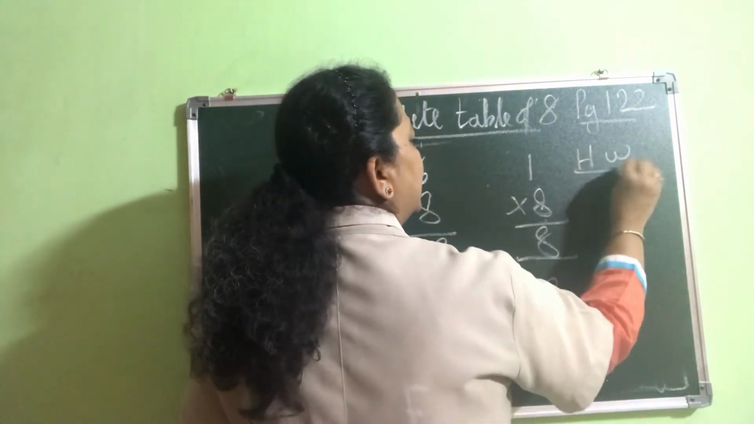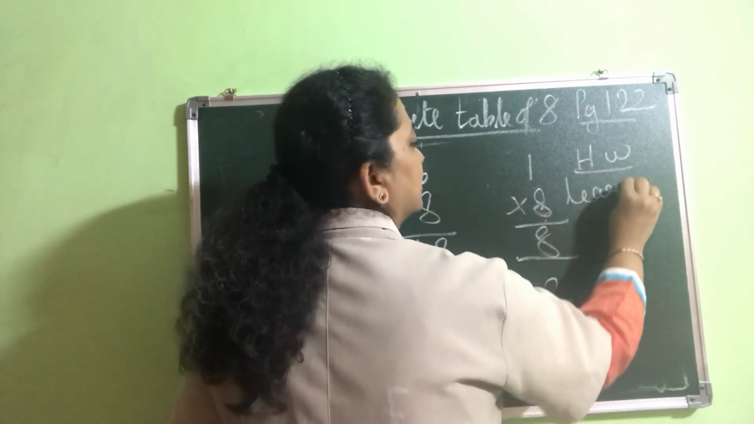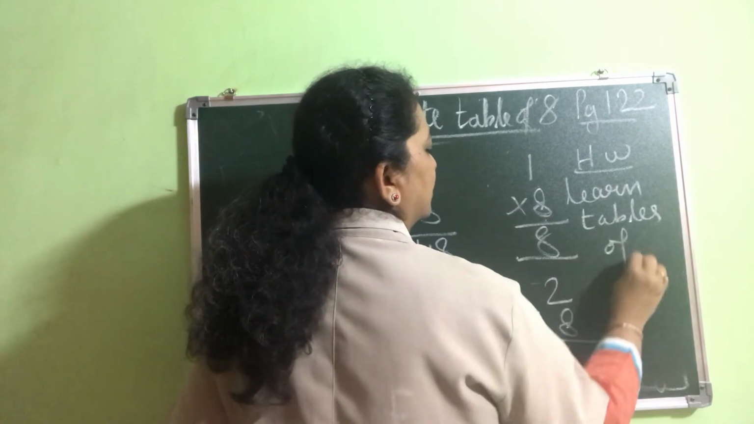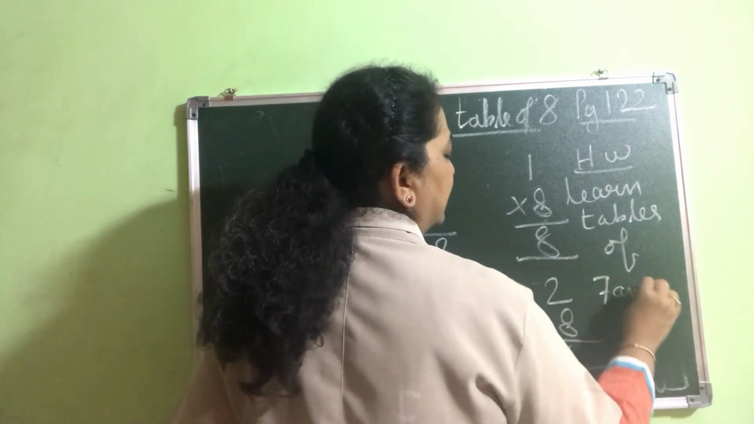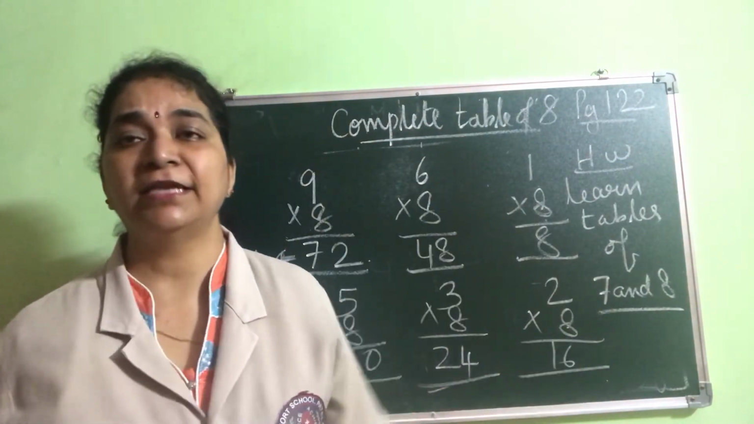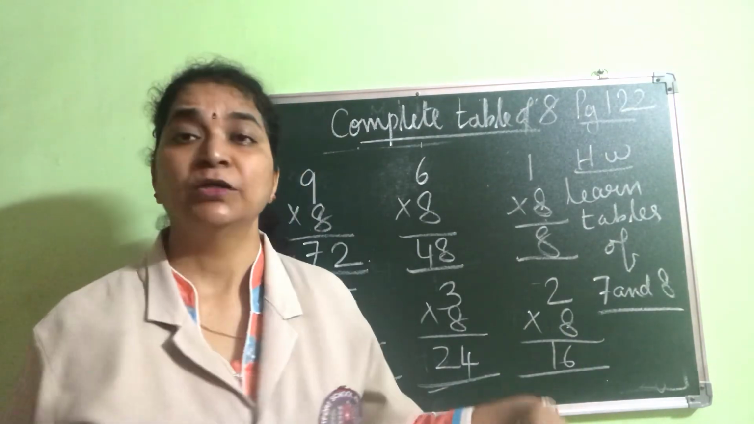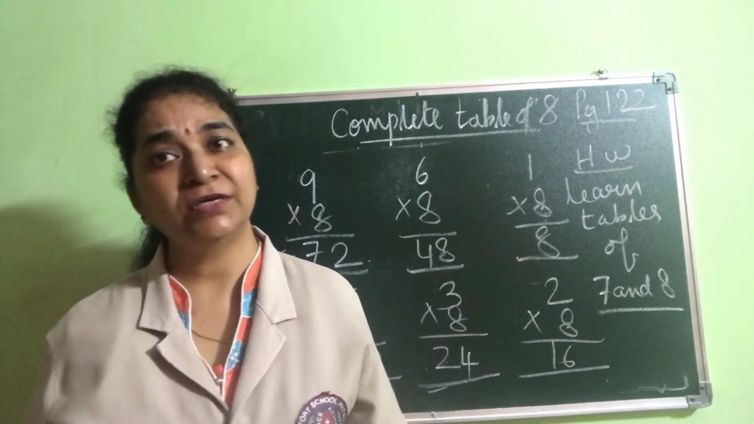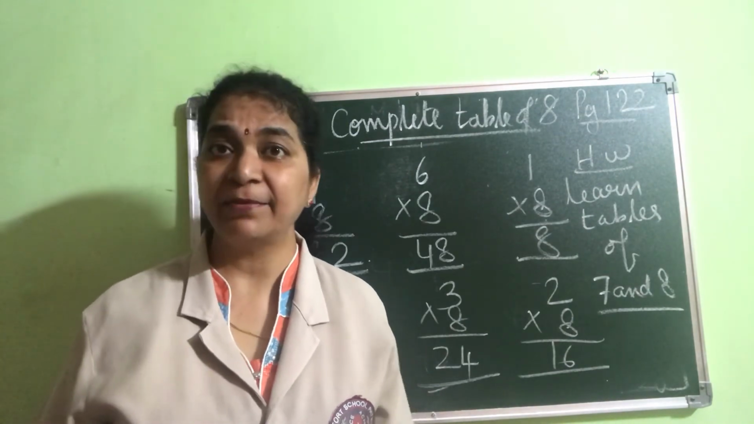Homework is, today learn tables of 7 and 8. Today learn tables of 7 and 8. Tomorrow we will do 9 and 10. Hope you understood it. So revise the tables and do it.